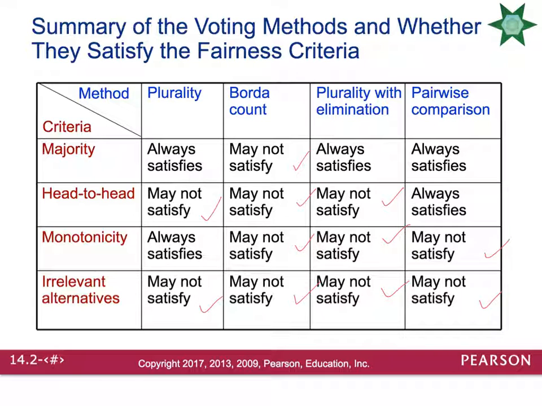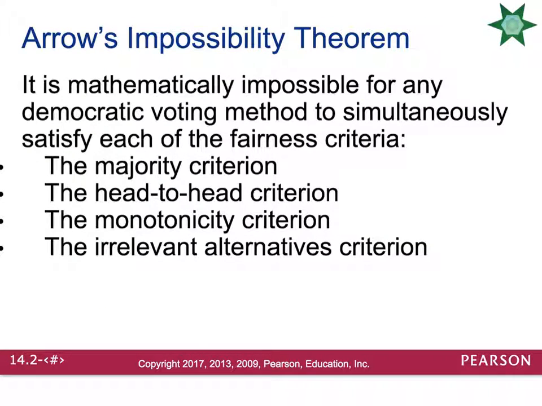Notice that no one voting method fulfills all of the fairness criteria. This was actually proven by an economist, and his name is Kenneth Arrow. He proved that it is mathematically impossible for any democratic voting method to simultaneously satisfy each of the fairness criteria. So no matter which method you go with, you have to be careful because at least one of the criteria needs to be checked to make sure that it's not violated.